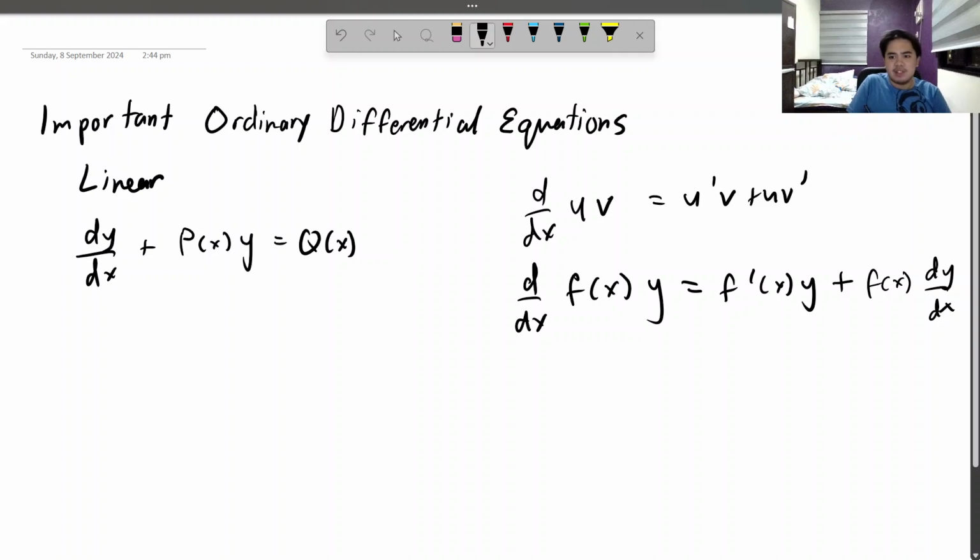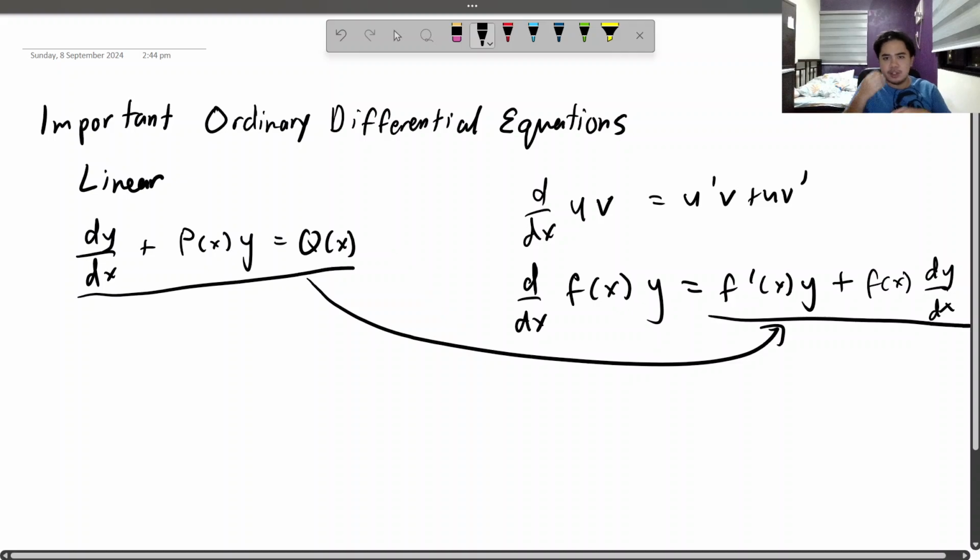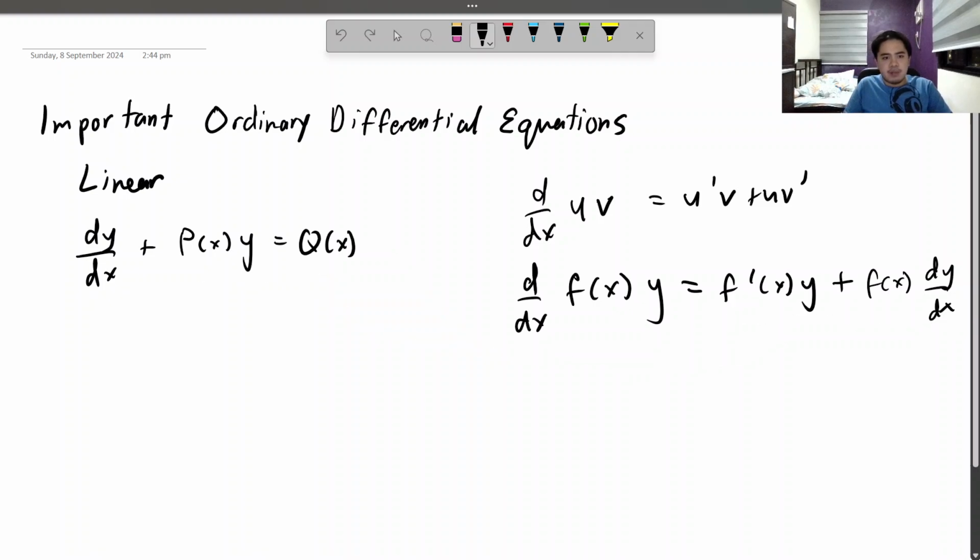We almost have this form here. If f of x is just 1 and then f prime of x is p of x, it would be fine. But that wouldn't be interesting. It would be boring. So what do we need in order for this to match this? Well, we can multiply both sides here by what we call a special integrating factor, mu.